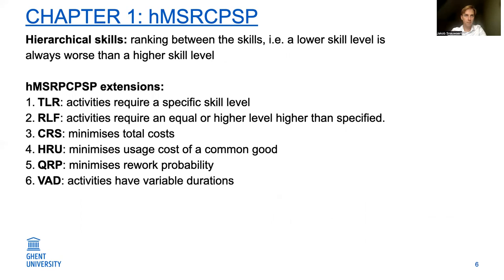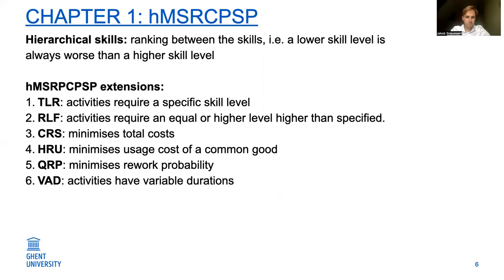Next to the basic MSRCPSP, we also study the extension of the MSRCPSP that incorporates hierarchical skills. The MSRCPSP with hierarchical skills, we call it the HMSRCPSP. Hierarchical skills specify a hierarchical ranking between the levels of these skills, which means that a lower skill level is always worse than a higher skill level. In addition, this means that a resource can, for example, master a certain skill, and that skill is then characterized by a skill level. So for example, a resource one can master a skill two at level five.